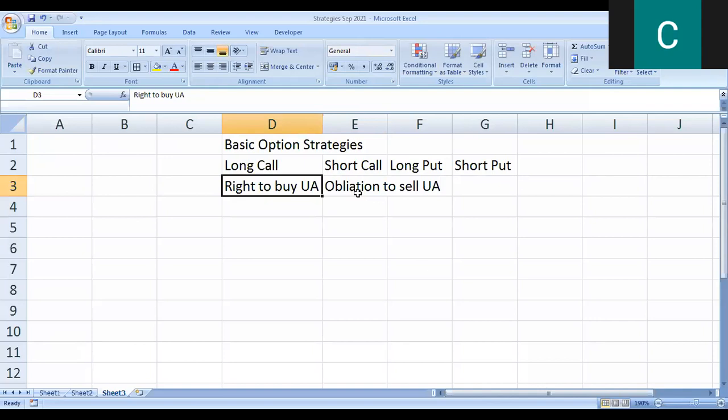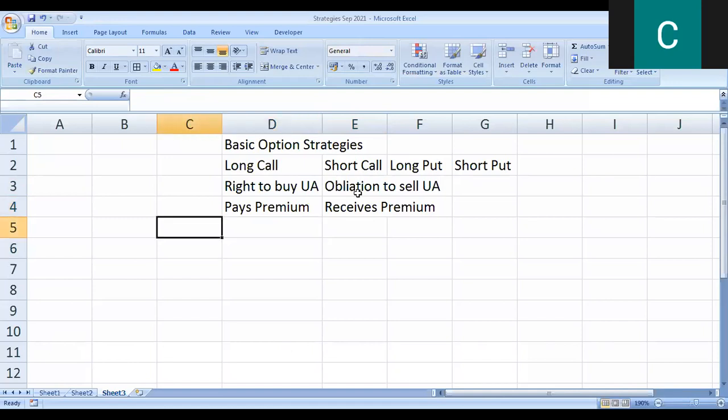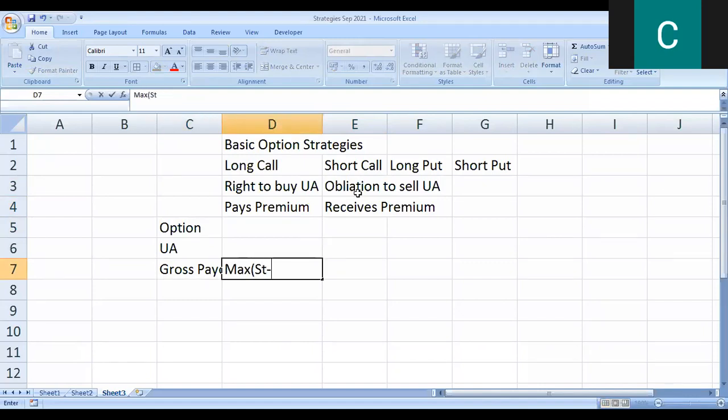Since he has acquired a right, does that right come free of cost or does he need to pay some amount? He has to pay the premium. But the other party receives the premium because he has an obligation. Next, what is the payoff? Gross payoff for long call is maximum of ST minus K, comma 0. For short call position, it is minimum of K minus ST, or 0.